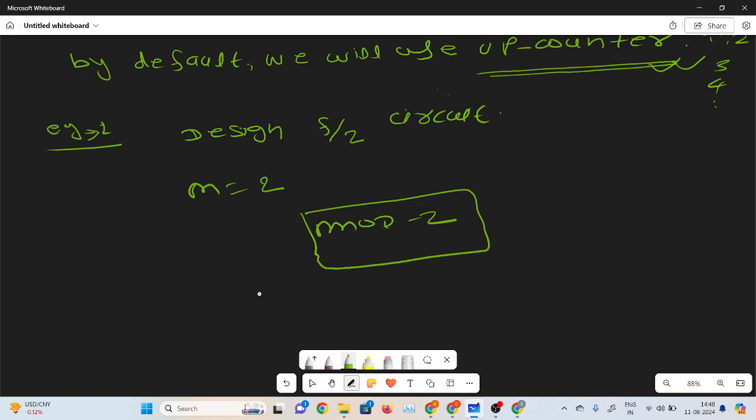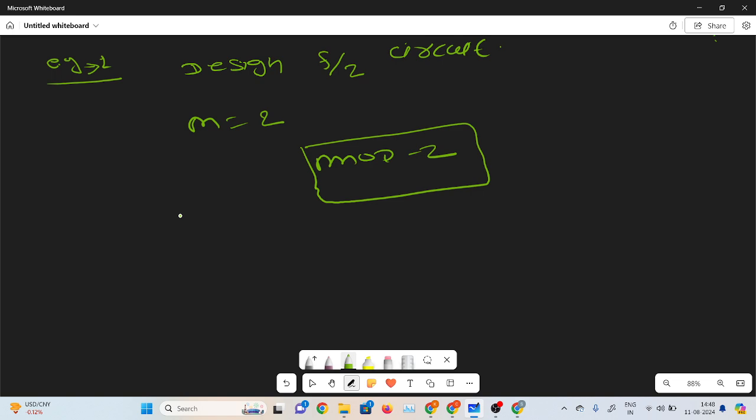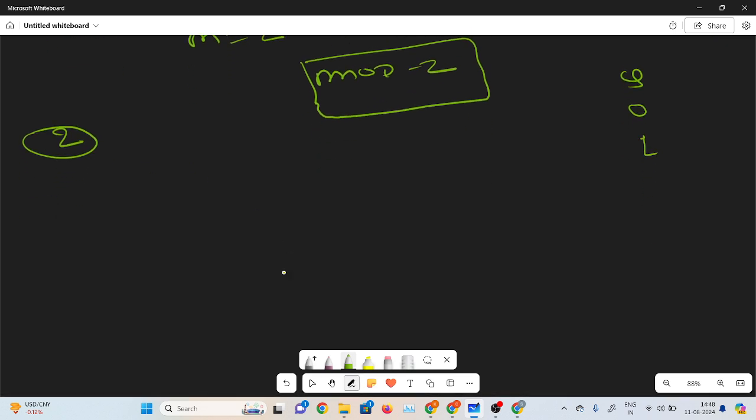Here I am concentrating only on designing the frequency divider circuit of the f by 2 circuit. So the mode value is 2. Mode value 2 means it will count only two states. I have told you it is an up counter, so it will count only two states, 0 and then 1.